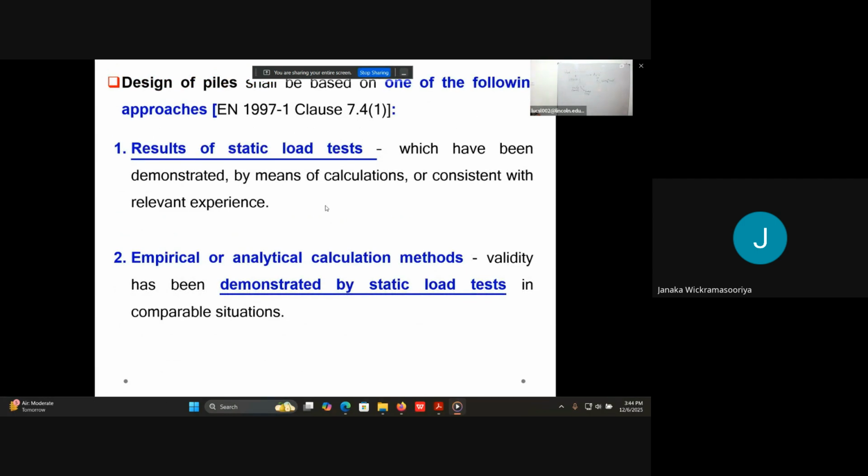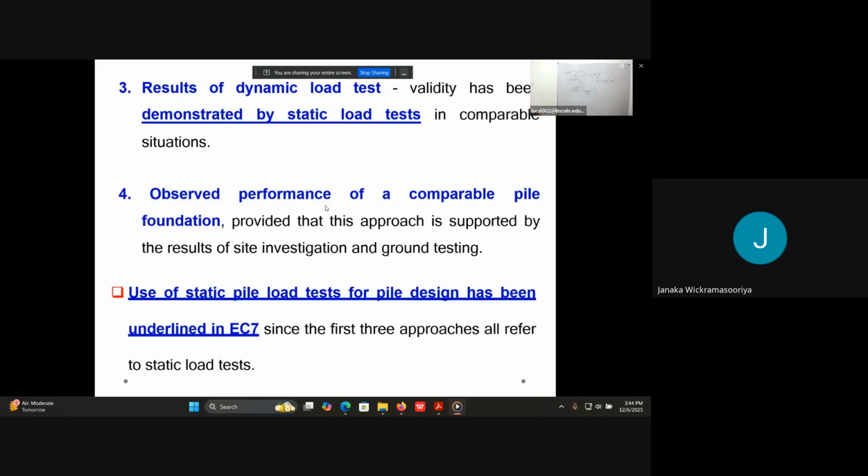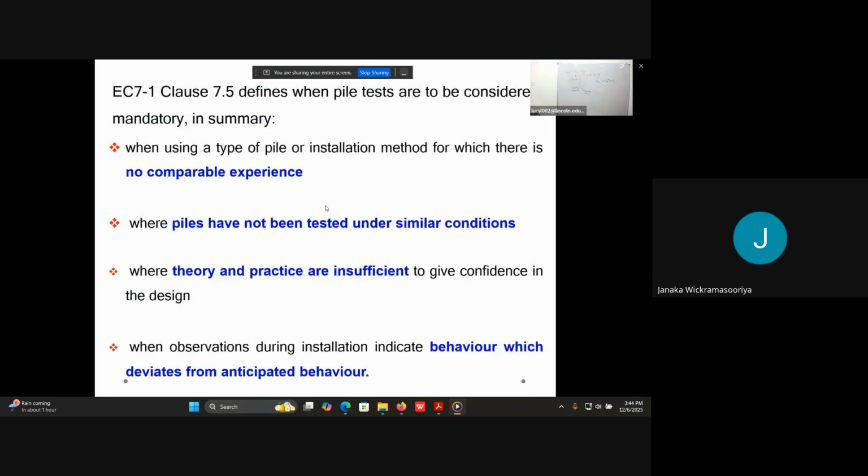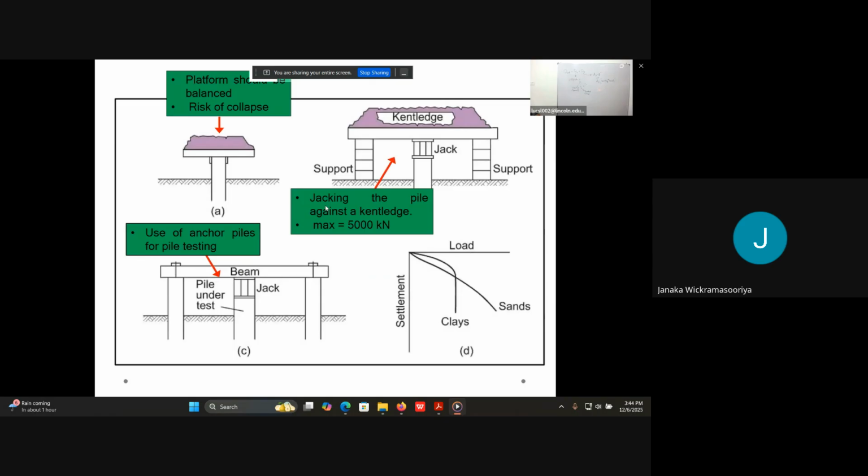Then the design of piles shall be based on one of the following approaches. When we design the piles, the design will be based on the result of a static load test, then empirical or analytical calculation methods. So I am not going to design them.